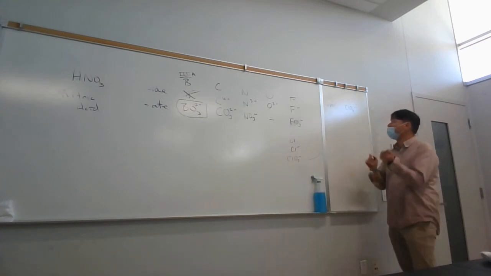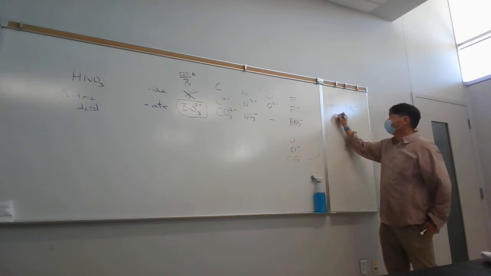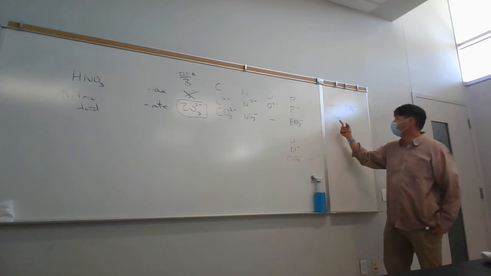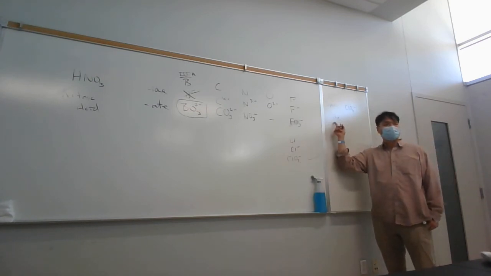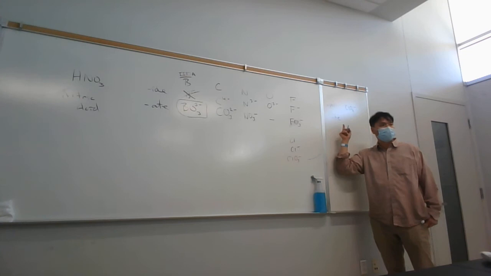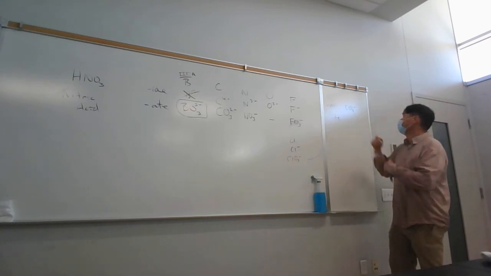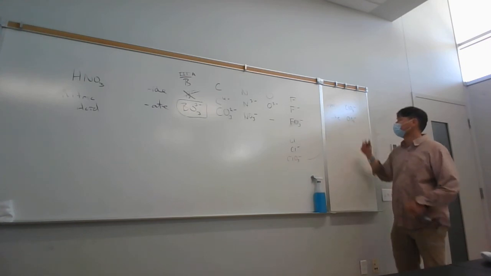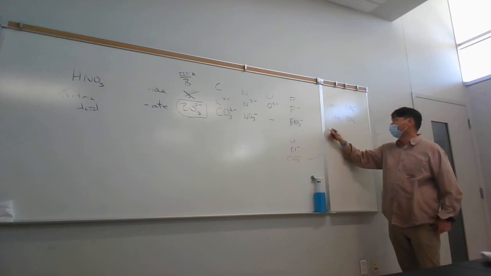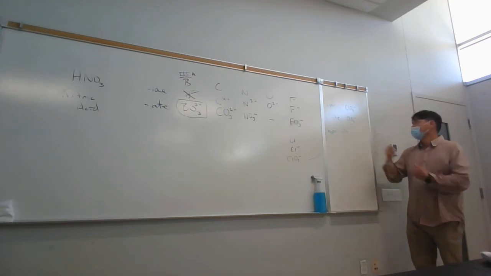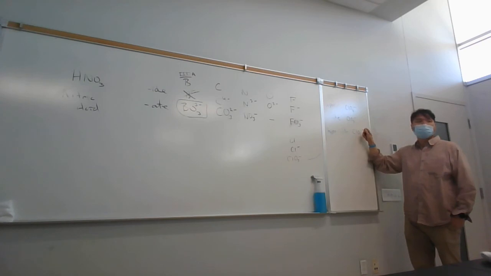Then we have the ites. If I know the ates, then the ites are easy. I don't have to memorize any of the ites. For example, if chlorate is ClO3, then chlorite would be ClO2, right? So chlorite is ClO2 minus. And then what would hypochlorite be? I'll have the hypo prefix with the ite suffix. Hypochlorite would be ClO minus.